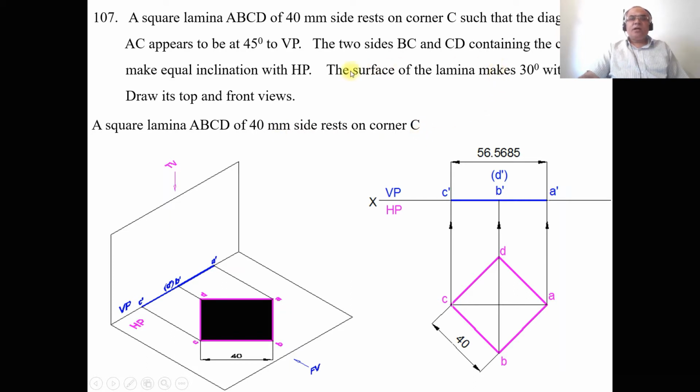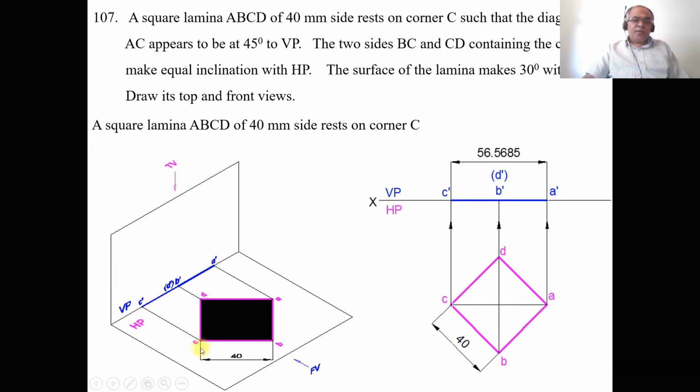Since the surface inclination is given, here you have to make the surface of the lamina parallel to HP. Since the surface is parallel to HP, you are going to get the true shape here. Since it is resting on a corner, the extreme point should be the corner point. And he also says that the corner C is resting on HP, so we consider this point as C here, and then B, A and D.